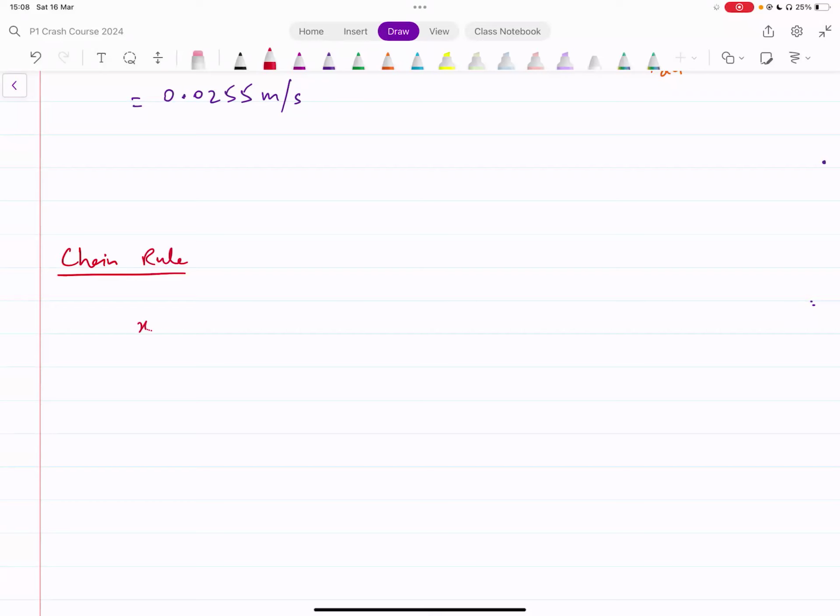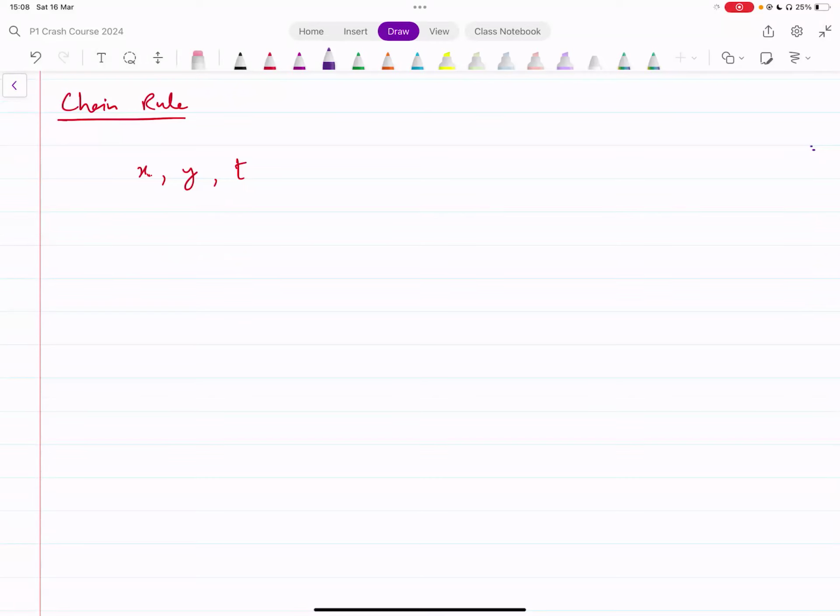If you have 3 variables, let's say x, y, and t, and let's say you have to find dy over dt. How would the chain look like in that case? You write 2 fractions. The numerator of the first fraction is going to be dy. The denominator of the second fraction is going to be dt. And then in the remaining place, you've got the third variable. What's the third variable here? x. So the chain will look like this: dy over dx into dx over dt. That will give you dy over dt.